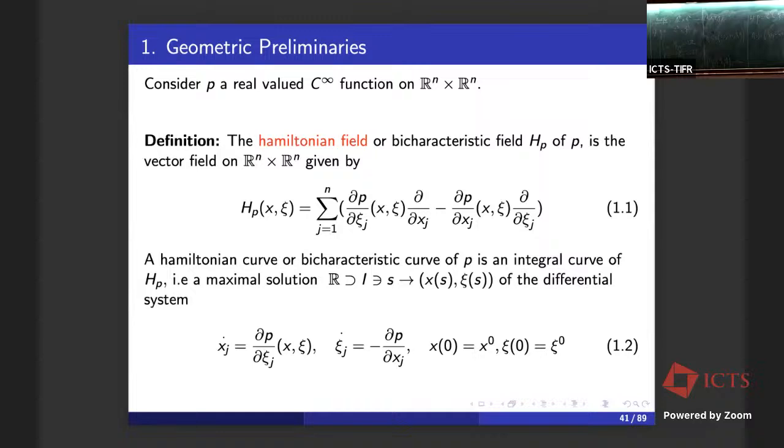Of course, these curves are global. S is in R. You see that when S travels in R, the two curves describe the same geometric set. Okay. We will come back. First remark, please.